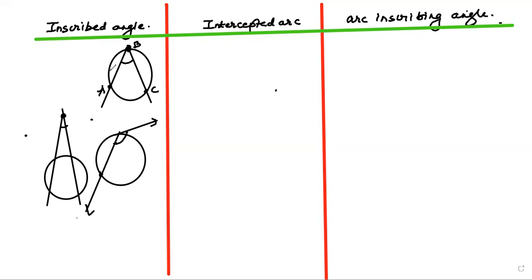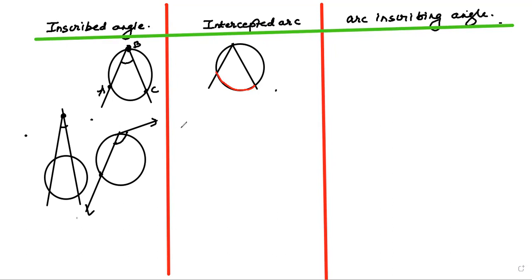Now, what do you mean by an intercepted arc? Let the angle be anyhow, children. But if the vertex of the angle lies on the circle and its two sides intersect the circle, no doubt this is an inscribed angle. But you can look at this arc, children. This arc is a red color arc, but don't you agree it is between the two sides? Such an arc which gets stranded between the two sides, we call it an intercepted arc.